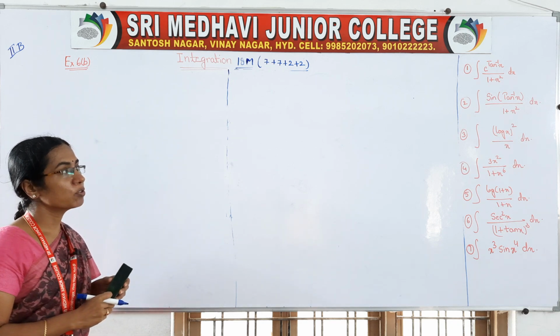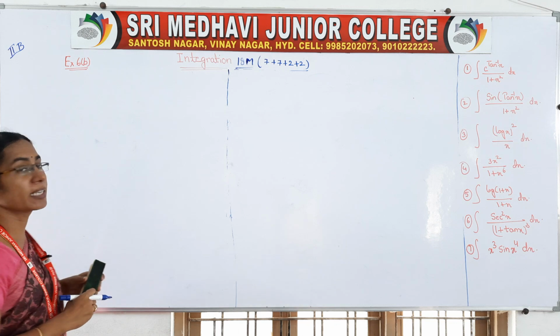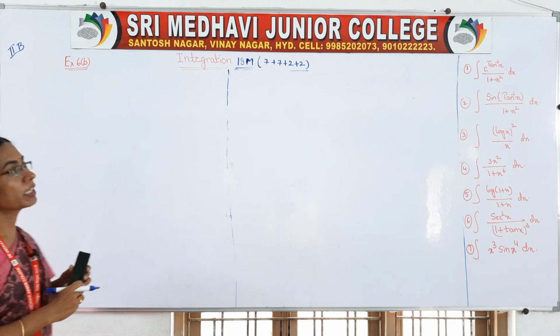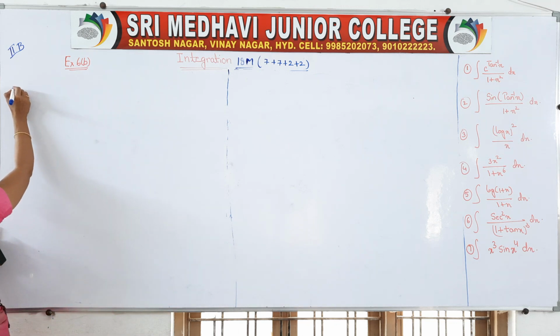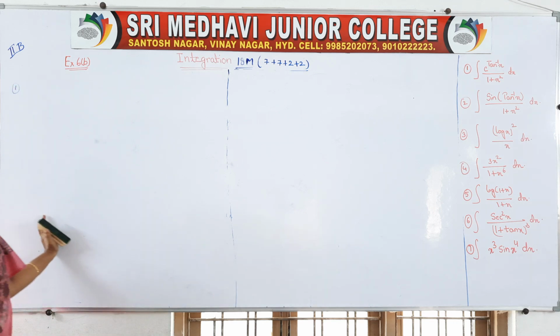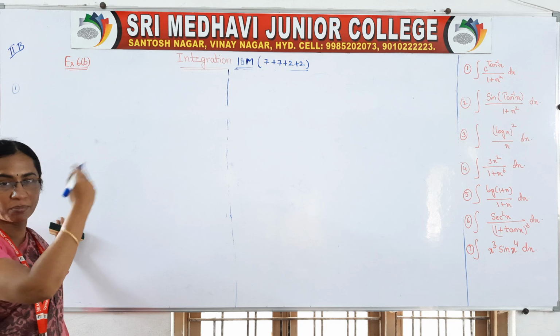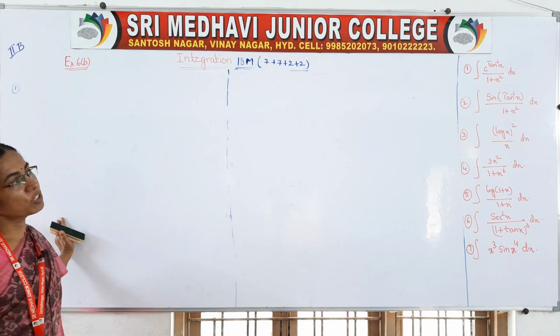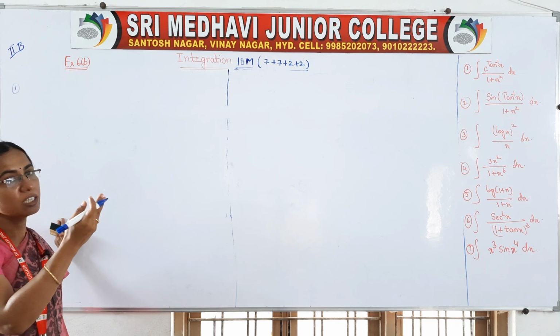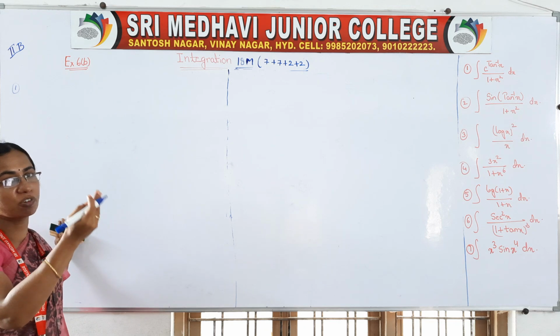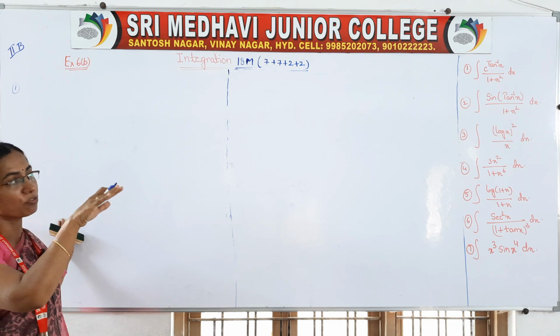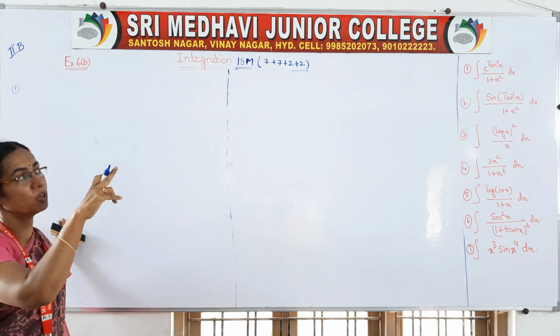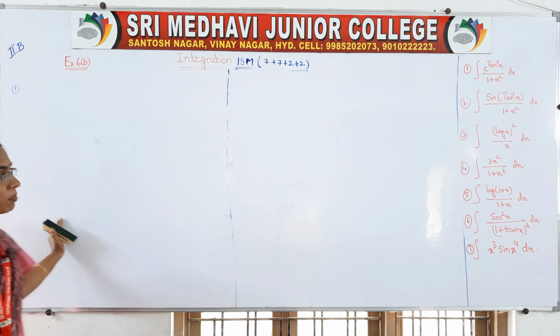So come on, we will do some more problems from exercise 6b. Take the first question. Read the question and try to get the idea. Before I take the t value, think about it: which value should be taken as t, so that after the differentiation we will get another value, and after the substitution the entire problem will be in our standard formula form?